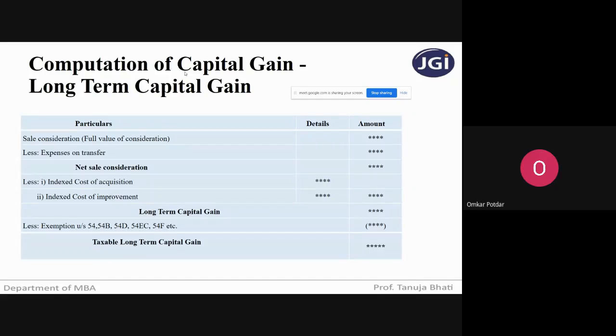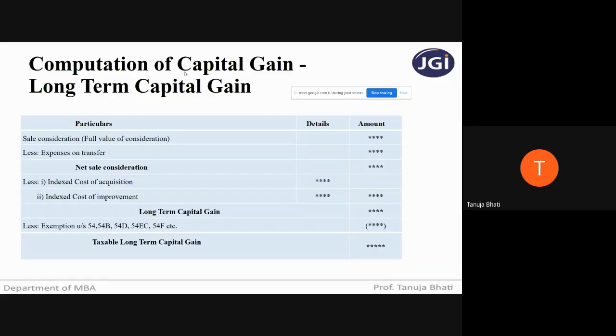Investing in a particular company and gaining dividend for a long term period of time. I mean, investing in a particular company's shares. Ma'am, gain arising from the transfer of long-term assets, long-term capital assets.